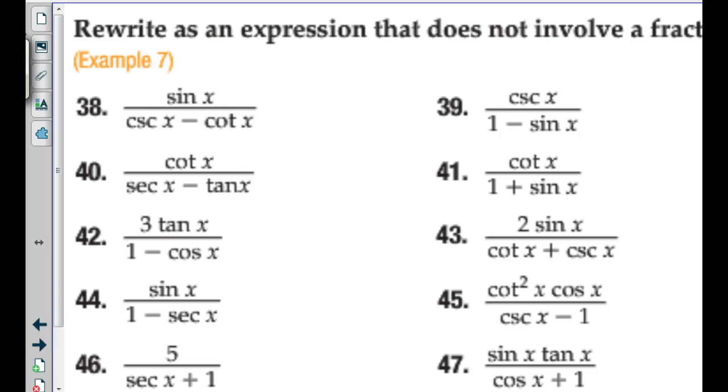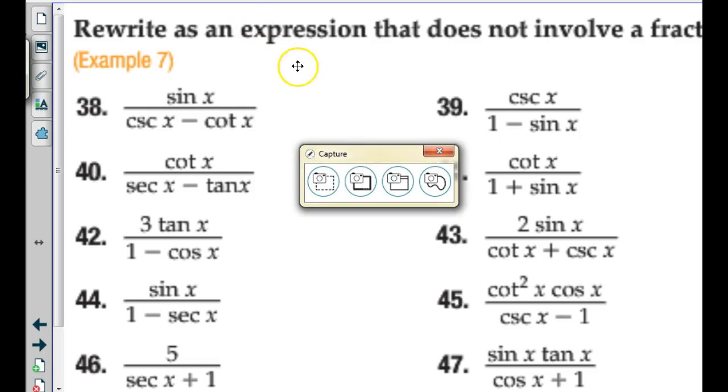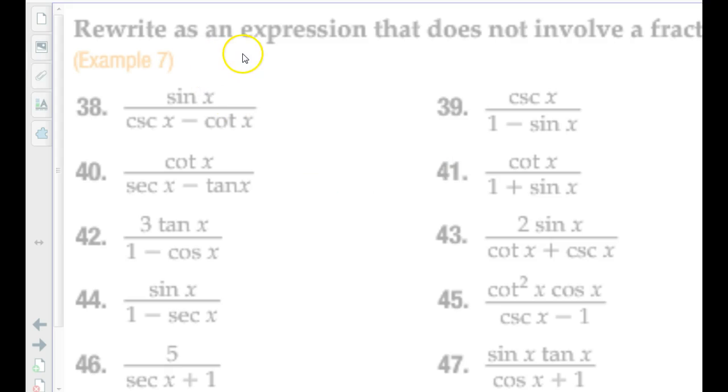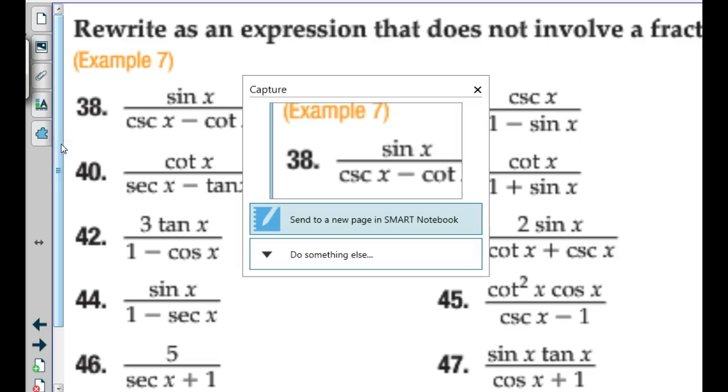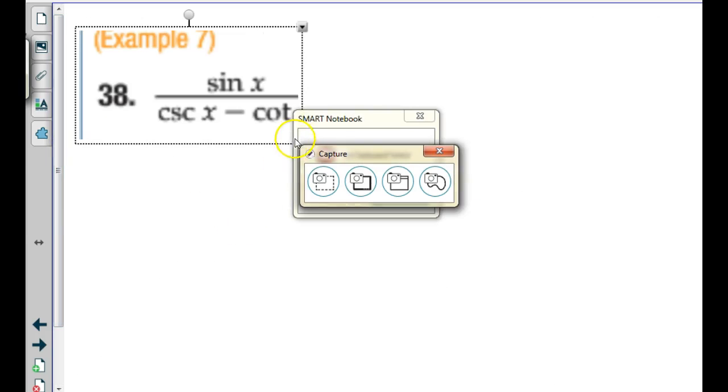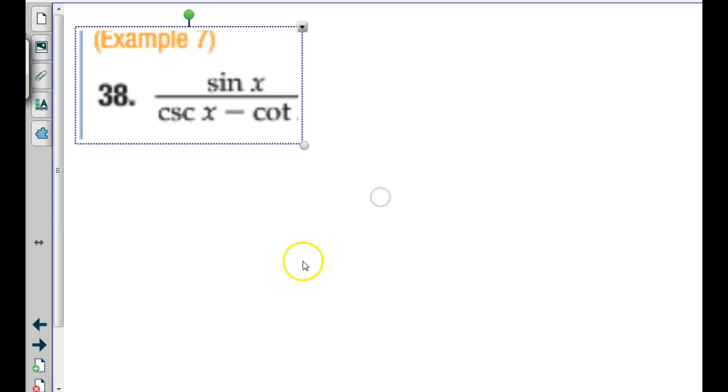Okay, it says this is the 5.1 assignment, and it says rewrite as an expression that does not involve a fraction. Well done. All right, I'm just going to go with it. It's missing an X, but that's okay. So this is how we start. It's simplify, and it can't have a fraction anymore. Ideas?